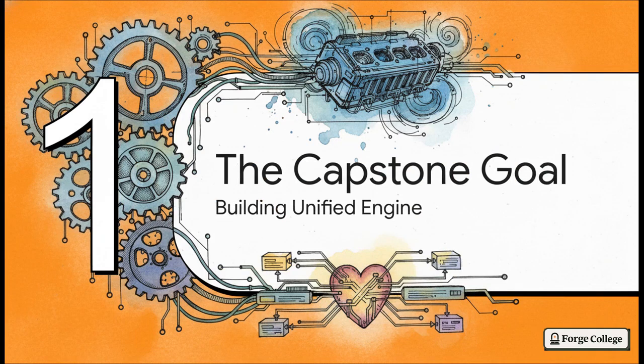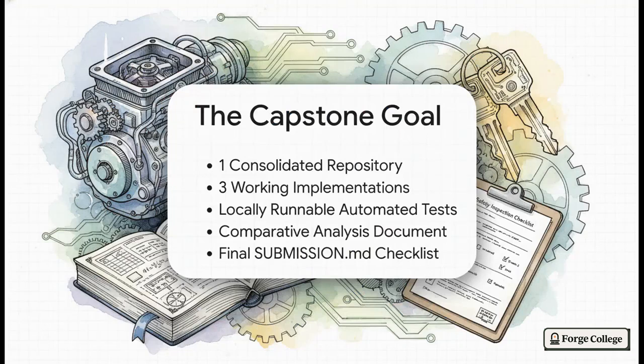Section 1. The Capstone goal. This is all about building the unified engine. All right, so here's the deal. You are no longer just writing isolated scripts on your laptop. You're producing a highly curated professional package. To pass this capstone, you've got to deliver a single consolidated monorepo. Inside that repo, we need to see your 3 working implementations: the Vault, the gasless flow, and the session key abstraction.